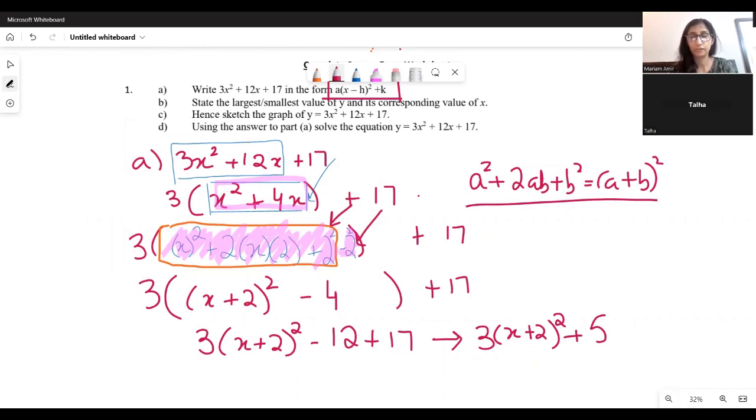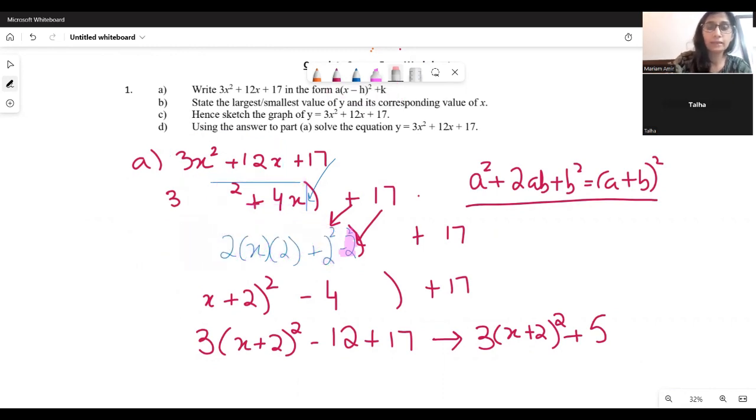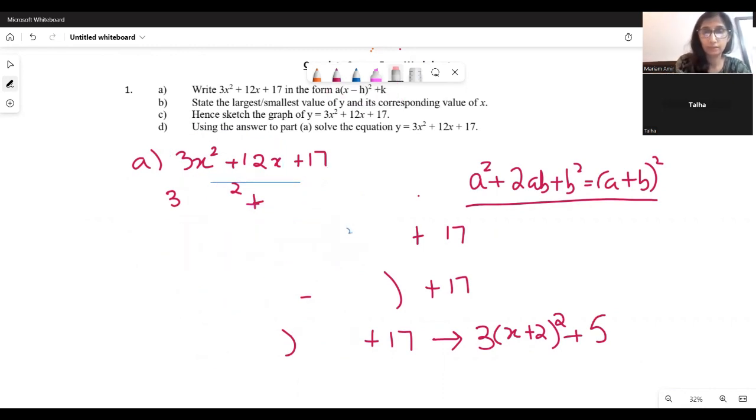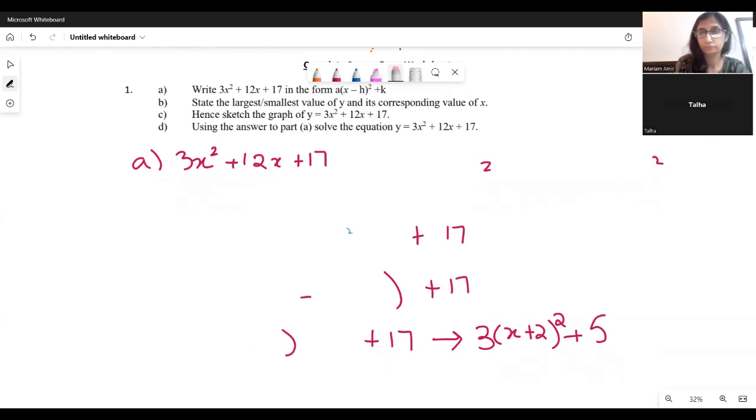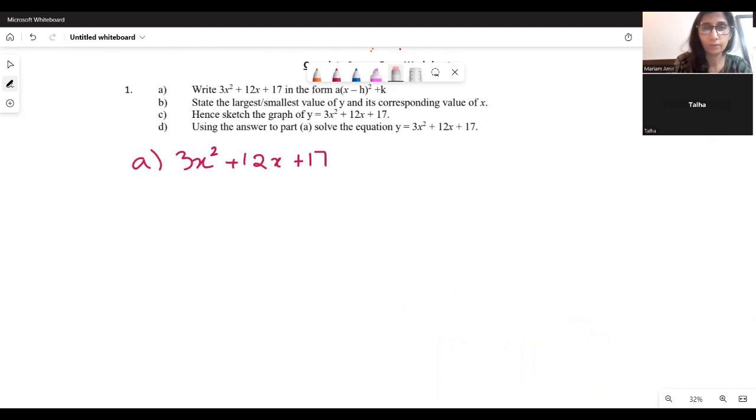Okay. Let's discuss another way of doing it without using the identity. That method is called expand and compare. So I'm equating it to a(x − h)² + k, because we have to bring that into this form. Now I'm going to expand the right hand side.